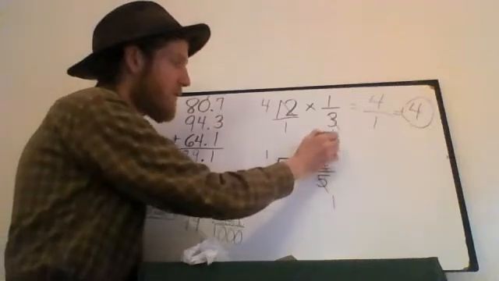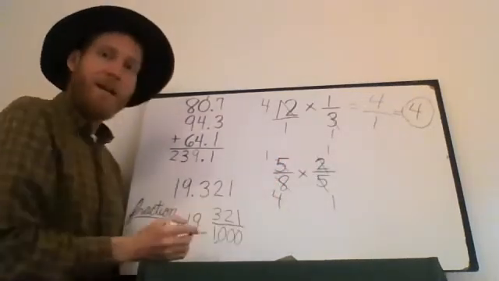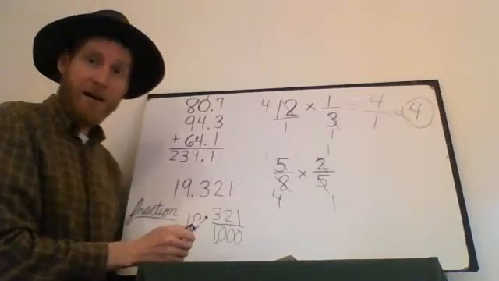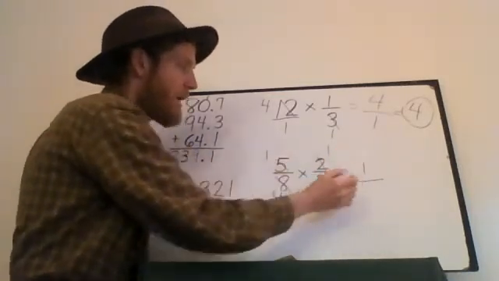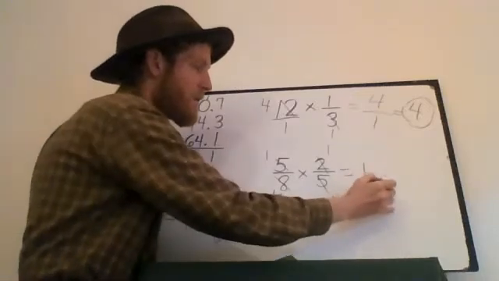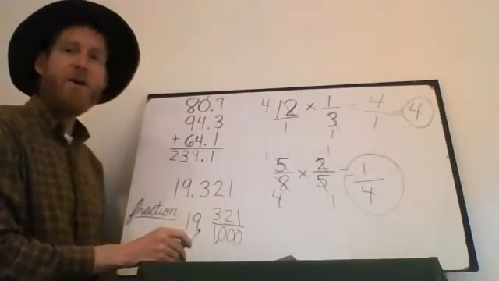2 goes into 2 one time. 2 goes into 8 4 times. Anything divided by 2 is just half the number. All right. 1 times 1, 1. 4 times 1, 4. The answer, I circle 1, 4.